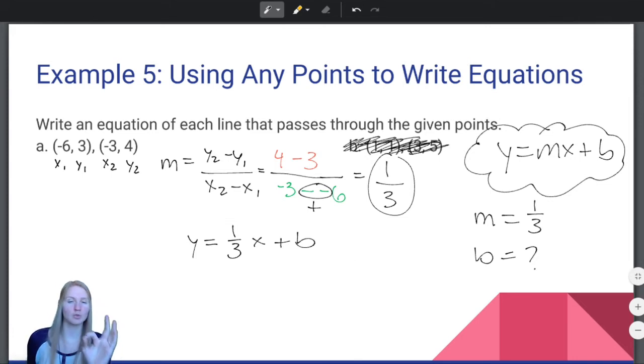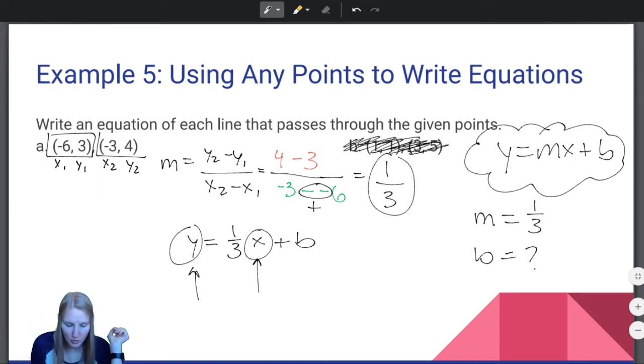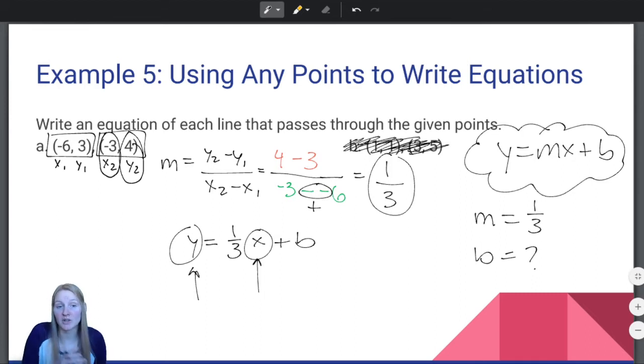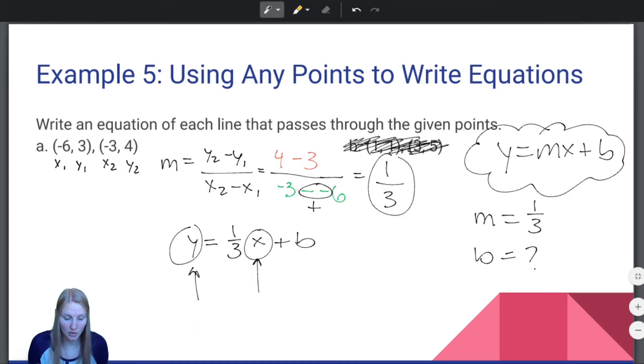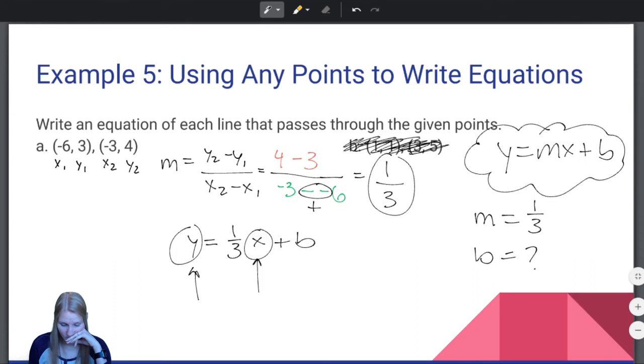Now, here's what we're going to do. X and y. X is just the independent variable. Y is the dependent variable. X is the input. Y is the output. And notice, they give us 2 points where I know what x is, and I know what y is. I know what the input and the output is. So what we're going to do is we're going to pick one of these points. Pick your favorite. For me, I'm going to use -6, 3, because I can.